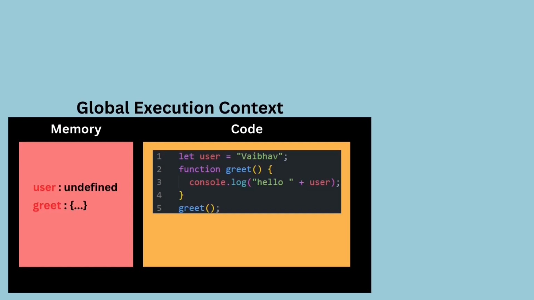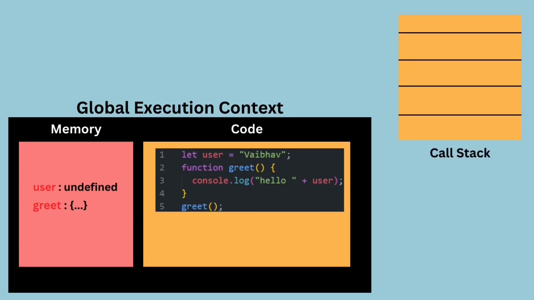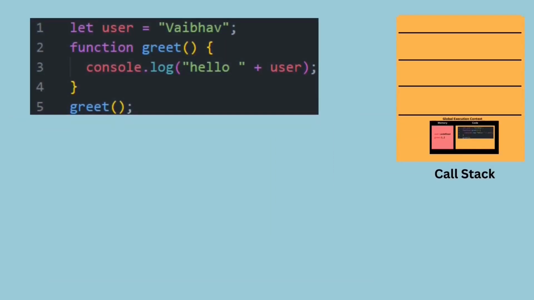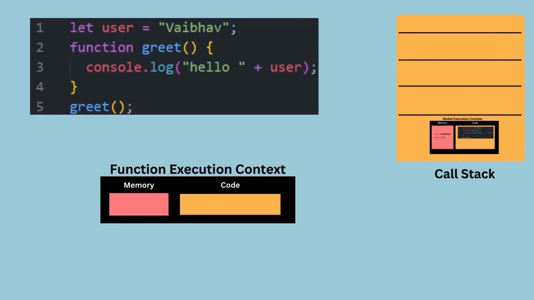In our case, user will be in stack and greet will be in heap. Once it's done, the execution context is pushed into the call stack of the JS engine. And you can see at line number 5, the greet function is called. So a separate execution context is created for that function, and again the memory allocation phase comes, but since in our function there is no variable or function, no memory will be allocated.